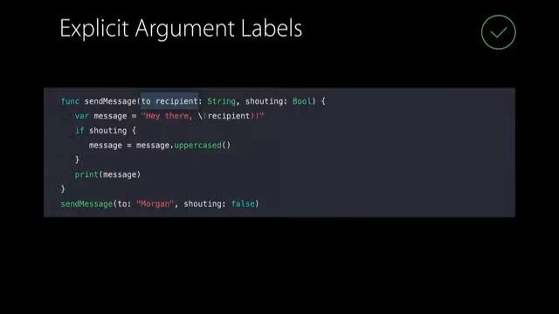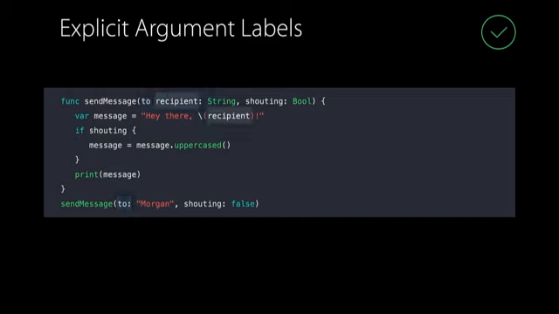When a parameter's name isn't appropriate as a label for the argument when you call it, you can explicitly provide a more suitable one. You write the explicit argument label in front of the parameter's name. Here we've added "to" as an explicit argument label in addition to the recipient parameter. And this just means that you can use "to" when you call the function, SendMessage to Morgan, and you can still use recipient inside the body of the function.